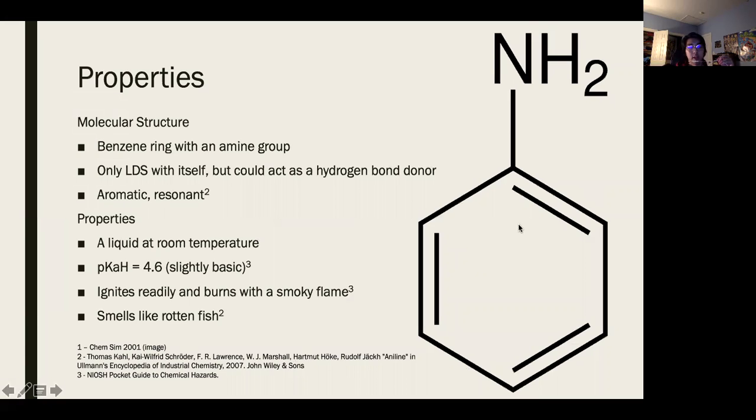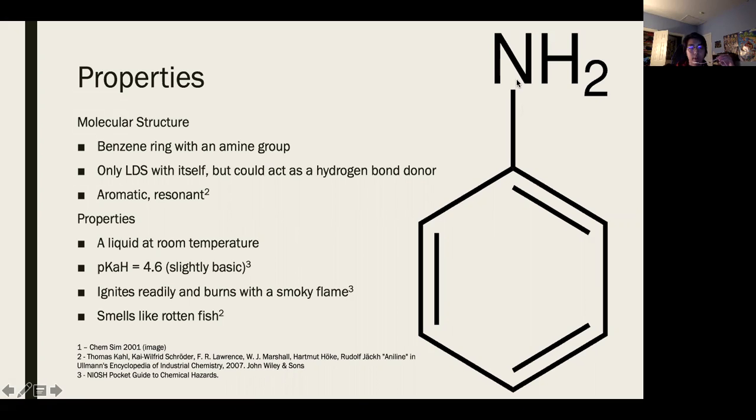So this is aniline. It is a benzene ring attached to an amine group. And as such, it doesn't have very strong intermolecular forces with itself. It only has London dispersion forces. But since it has this amine group here, the nitrogen with its lone pair, it could act as a hydrogen bond donor.